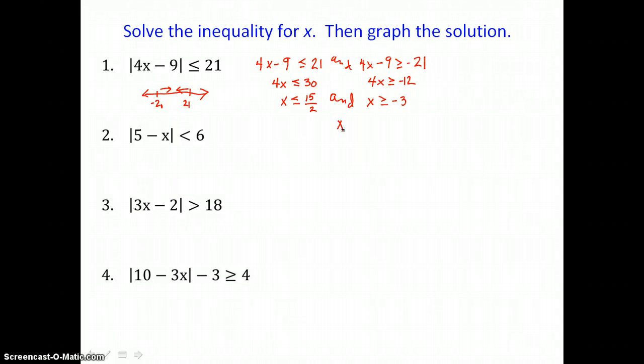Since it's an AND statement, remember, we can write it in shortcut form. X is greater than or equal to negative 3, and x is less than or equal to 15 halves. Okay, and we'll graph our solution. Since it's an infinite number of solutions and not just 1 or 2, we'll graph on the number line.